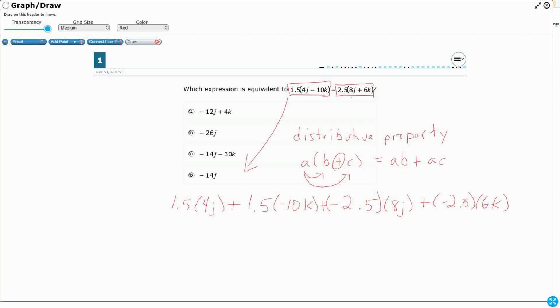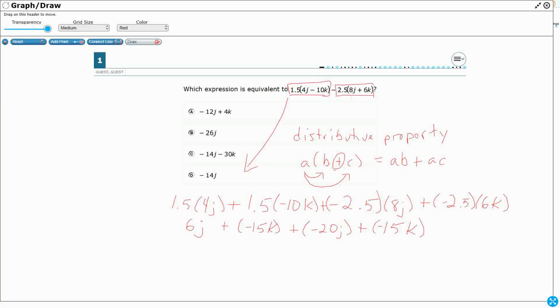All right, so let's just go ahead and start simplifying, right? So 1.5 times 4, that's going to be 6j, and then I'm going to have a negative 15k, plus, what is this? That's going to be 20. So that's going to be plus a negative 20j, and then plus a negative, and that is going to be 15k.